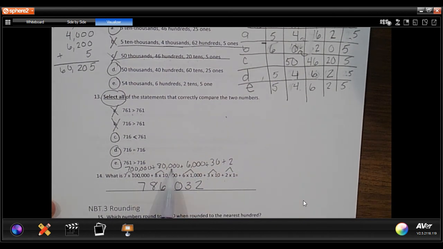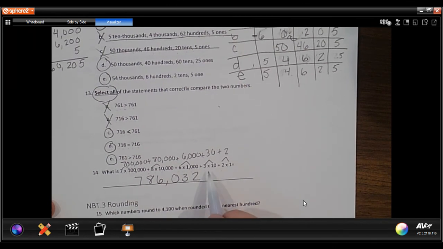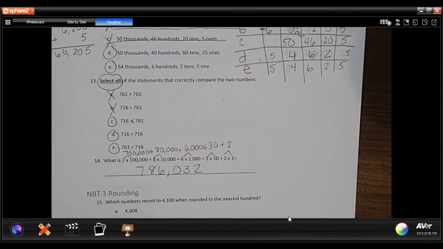If we didn't go through and put the values like this, I could also see that it's just telling me what place it's in. So if I drew a place value chart, I would put a 7 in the 100,000s, an 8 in the 10,000s, a 6 in the 1,000s, 3 in the tens, and 2 in the ones in order to get the number 786,032.